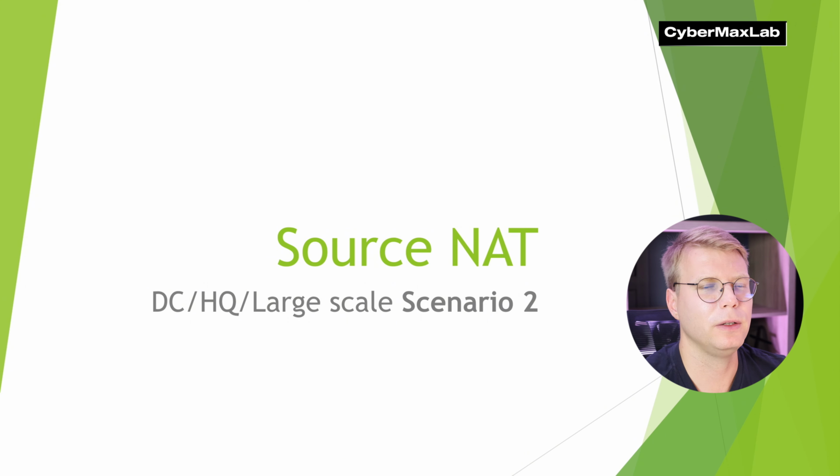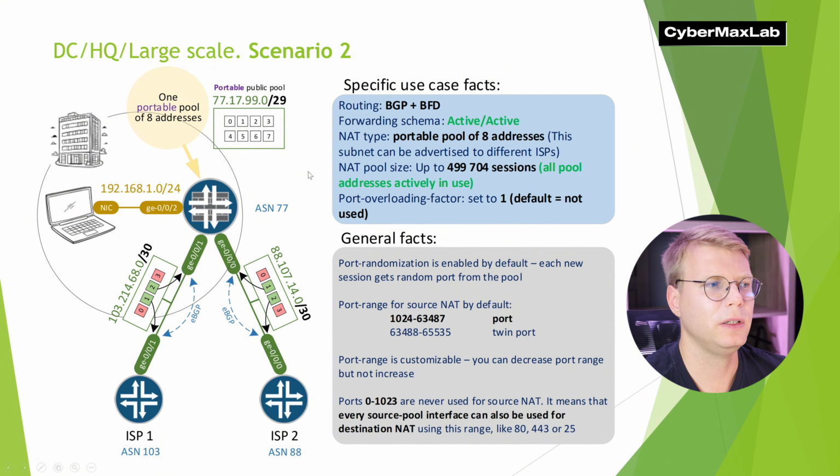Next, large-scale use case scenario 2. In this scenario, we consider our company having its own autonomous system number and also its own portable address space, including our portable /29 public subnet, which is dedicated for our source NAT use case. The difference in this case is that we now have 2 ISPs as well, but we are peering with the eBGP protocol, and we have BFD for fast issue detection. We are advertising our portable pool to both ISPs. This is an advantage of having portable.